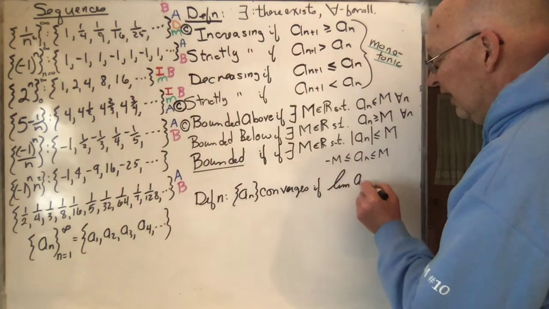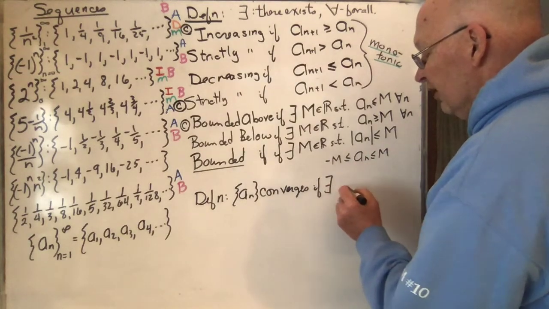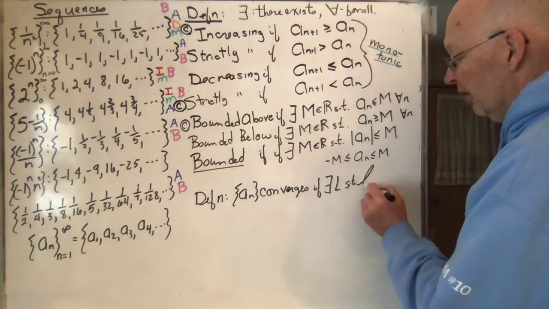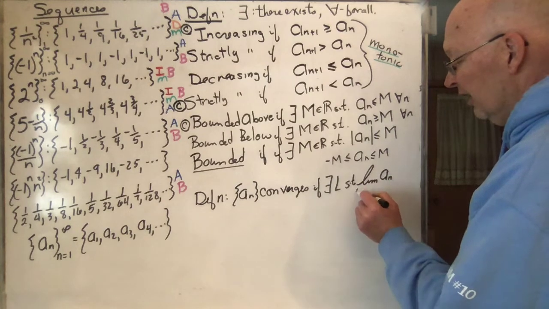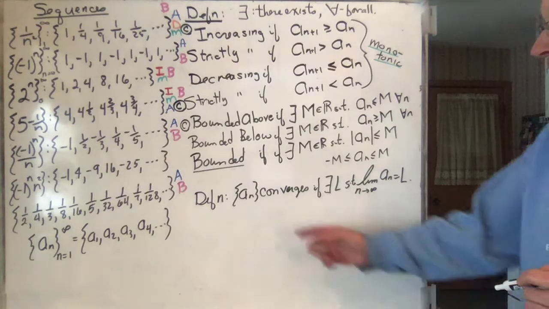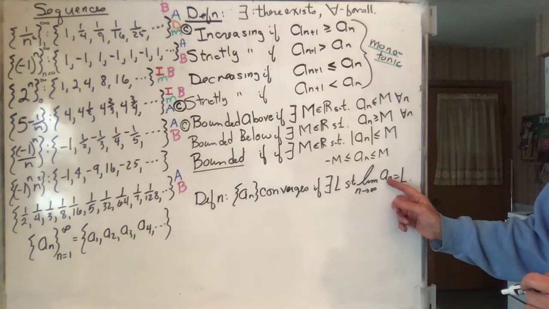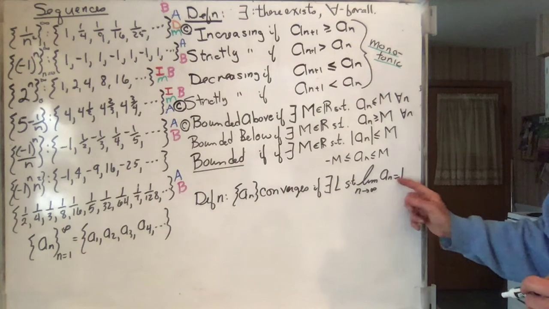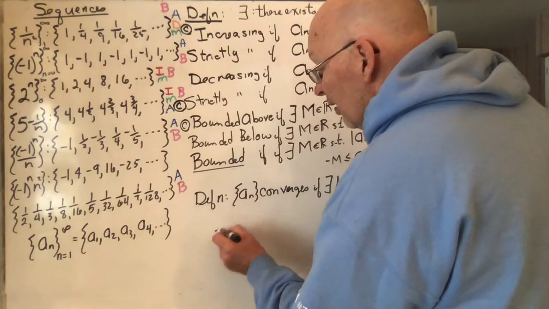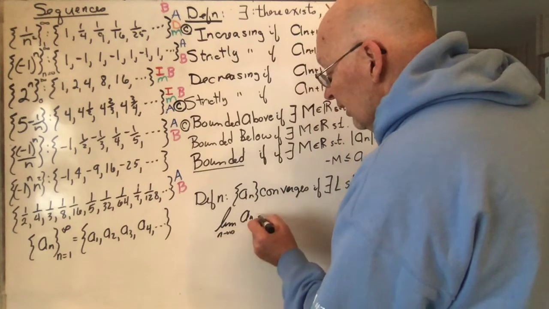there exists an L, which is going to be the limit, such that the limit of a sub n as n goes to infinity is equal to L. I'm going to break this up into two parts. We'll say a thing converges if there exists an L such that the limit as n goes to infinity of a sub n is equal to L. So I'm going to say that, and then I'm going to say this: limit of a sub n as n goes to infinity equals L.